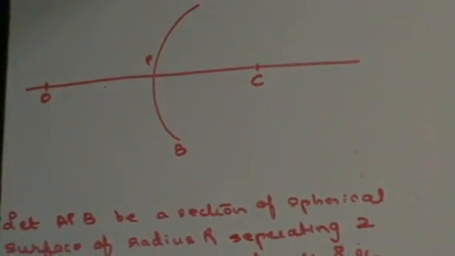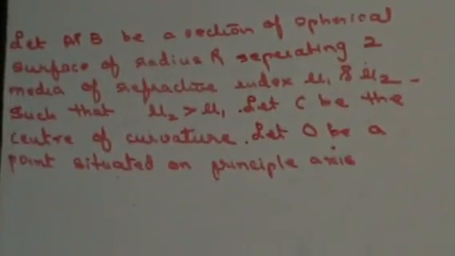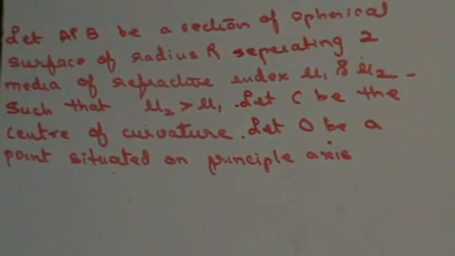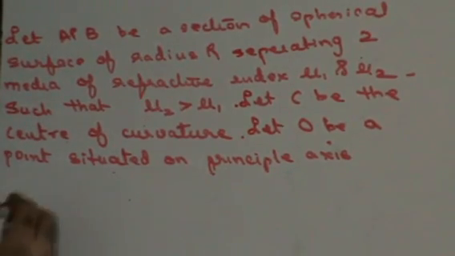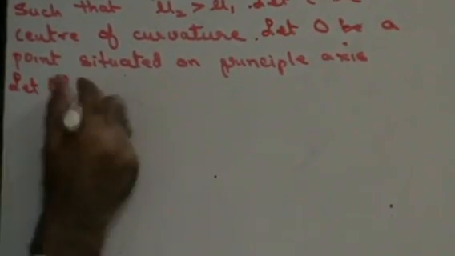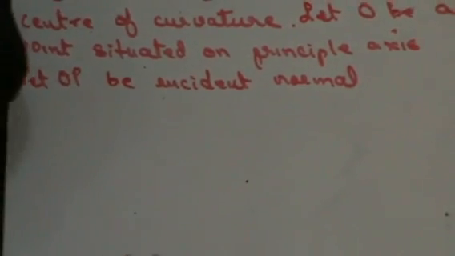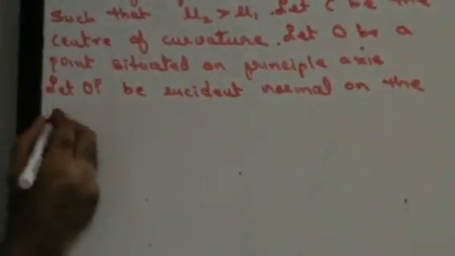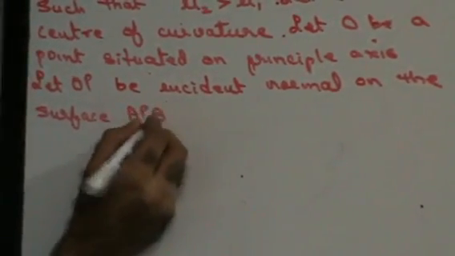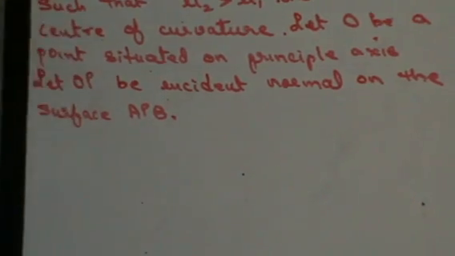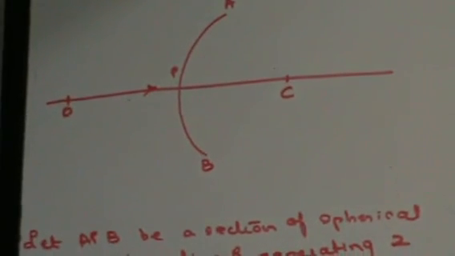Now let us assume that OP is the incident normal to the surface APB. From point O, there will be two rays given out: one which will pass along the principal axis, and one which will go to the curved surface. Let OP be the incident normal to the surface APB. So it is normal to the surface and therefore it is refracted into the other medium without any deviation. Obviously, since it is passing along the principal axis, it is going to pass through without any deviation.